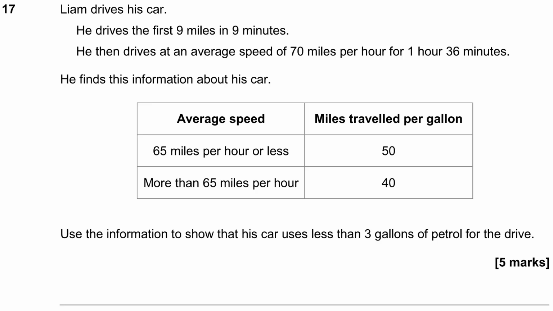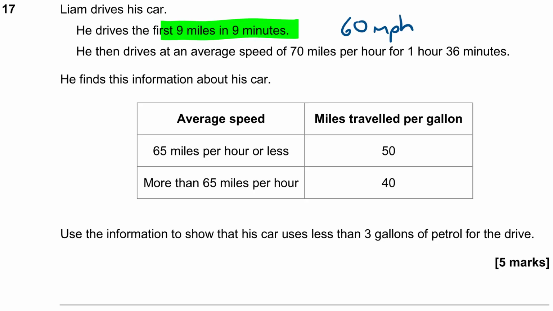Okay, let's have a look at the first stage of the journey. He drives his first 9 miles in 9 minutes. That means he's doing 1 mile in 1 minute, and if he can do 1 mile in 1 minute, he can do 60 miles in 60 minutes. So his speed here is 60 miles per hour, which is 65 miles per hour or less. So he's going to be doing 50 miles per gallon for that section of the journey.